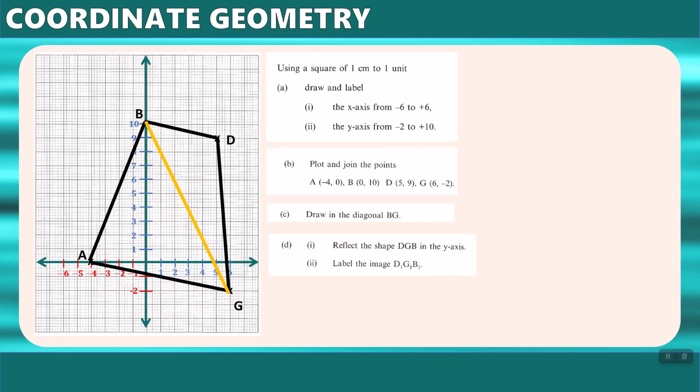Part D says, to reflect the shape DGB in the y-axis. If we think of the word reflect, we can imagine a mirror, and whatever is in front of the mirror is also seen in the mirror. And we're reflecting in the y-axis. If we imagine this is the y-axis, and we have a star on the right side, here is our reflection point, or the mirror, or in this case it's the y-axis. We have to determine how far the distance is from that star to the mirror, or in this case the y-axis, so that our image could be that same distance on the other side. And this is a reflection, and we need to do this to the shape DGB.